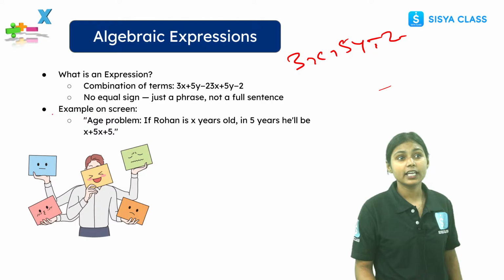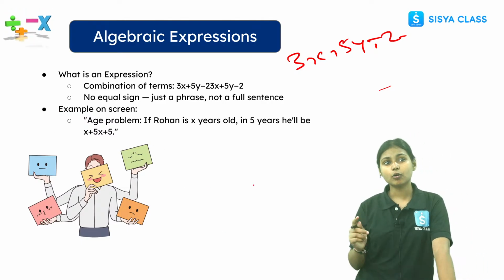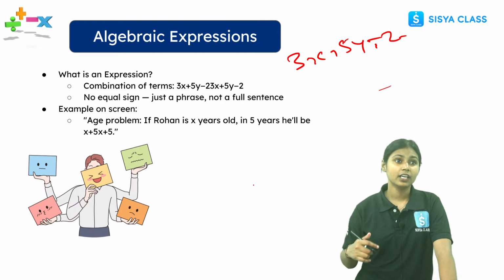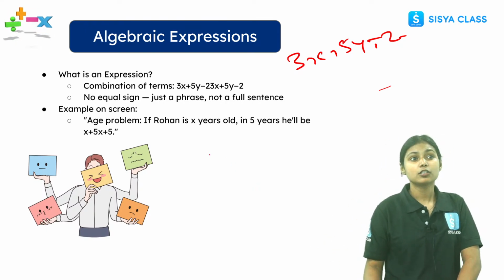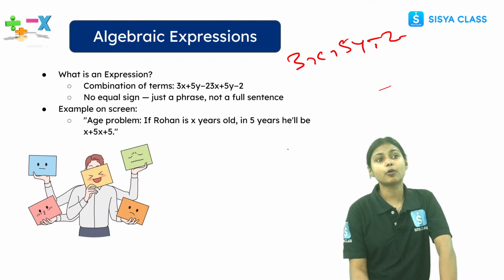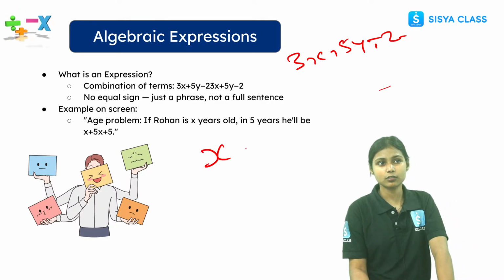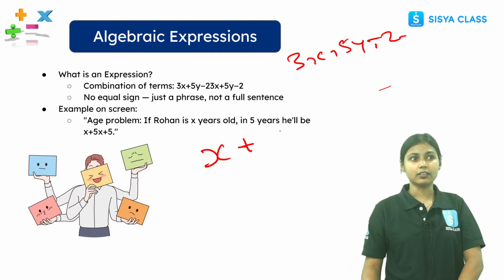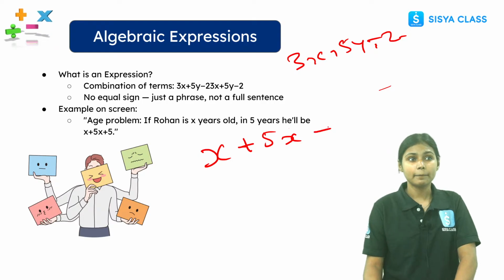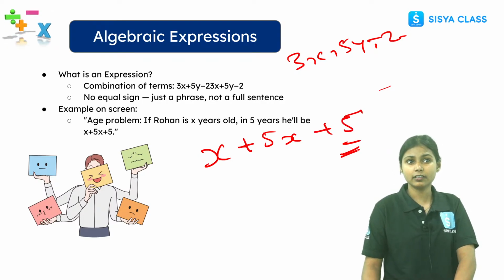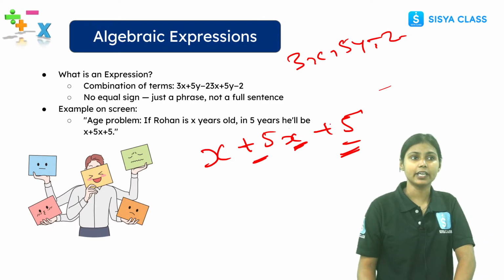For example, an age problem. If Rohan is x years old, in 5 years what will he be? So Rohan is x years old, and in 5 years he will be x plus 5, because in 5 years he will be his age plus 5.